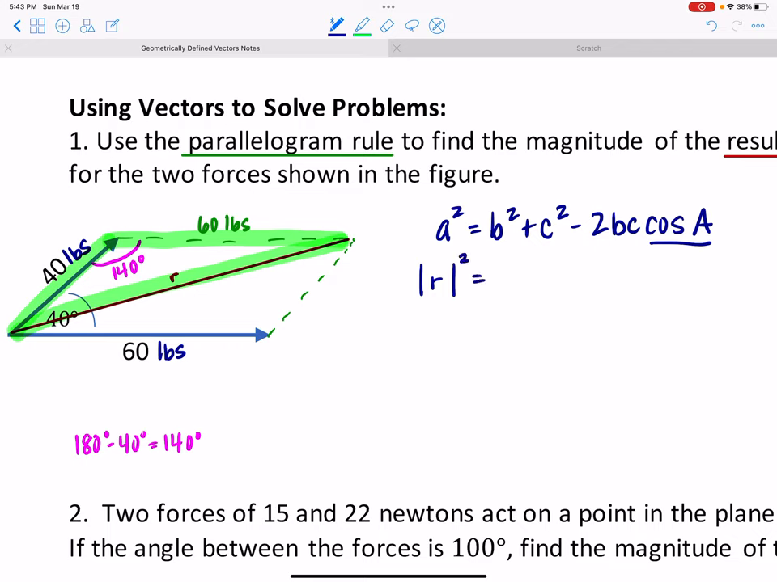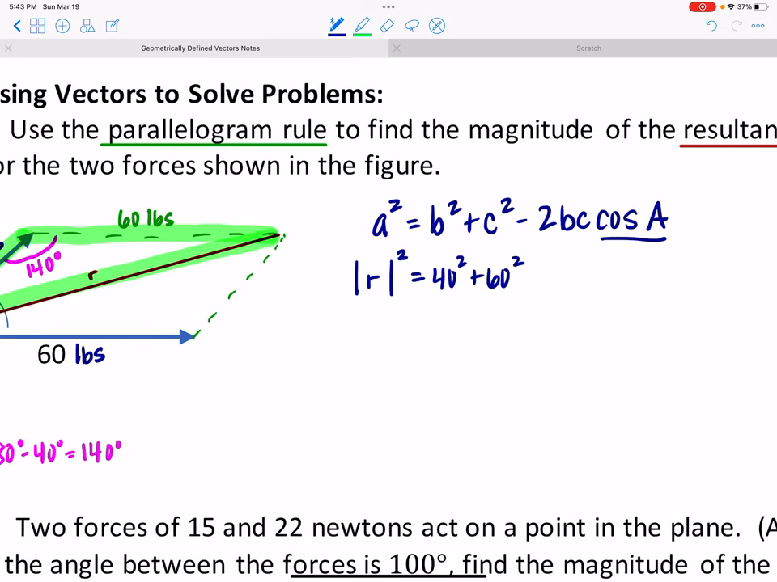That has to equal b and c, those other two side lengths. So we can just say 40 squared and 60 squared, and I don't have to put the magnitude symbol in there because 40 is the magnitude and 60 is the magnitude. And then minus 2 times, again, 40 and 60. And then we're going to multiply by the cosine of the angle that we had, which was 140 degrees.